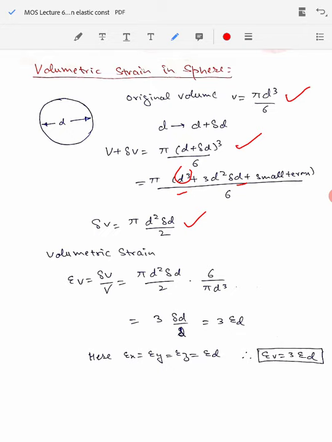In order to calculate the volumetric strain, we will divide it by pi d cube by 6, and that will give us 3 times delta d by d, which is nothing but 3 times epsilon d, the diametric strain. Again you can see here x, y and z, all sides have the same strain, that is equal to epsilon d. So you finally get the formula epsilon v is equal to 3 times epsilon d.